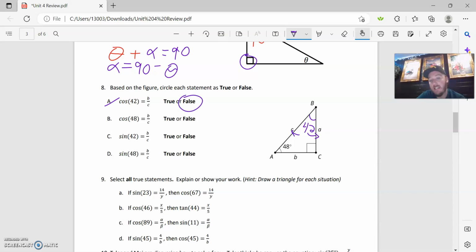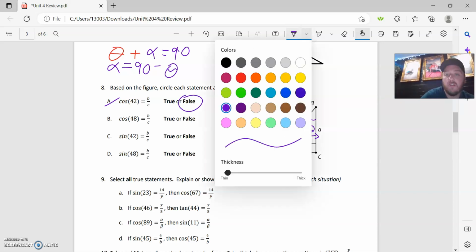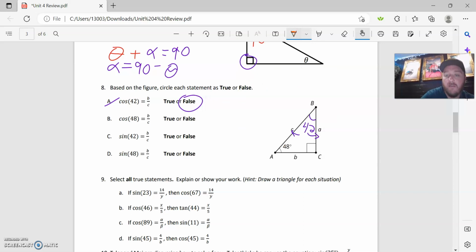Cosine of 48. Okay, well, here's 48. I'm going to change color again. 48's cosine, that's adjacent over hypotenuse. Well, that's B over C, so yeah, that's true.